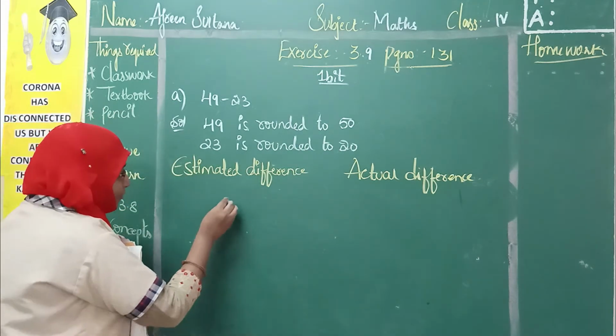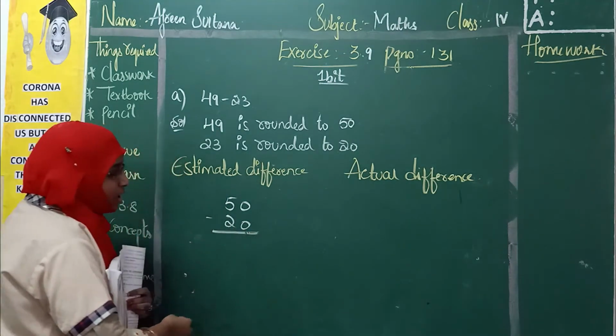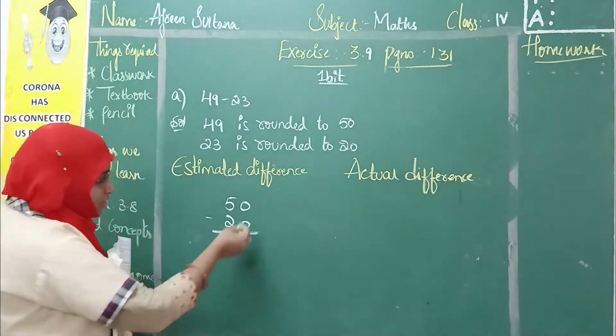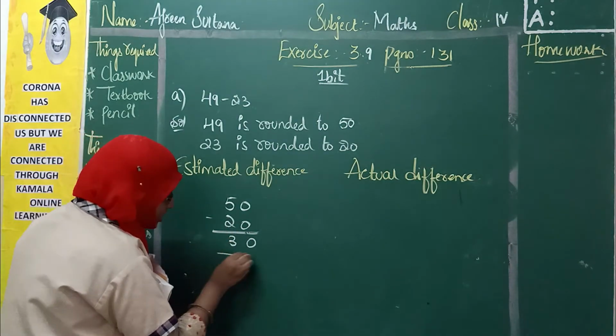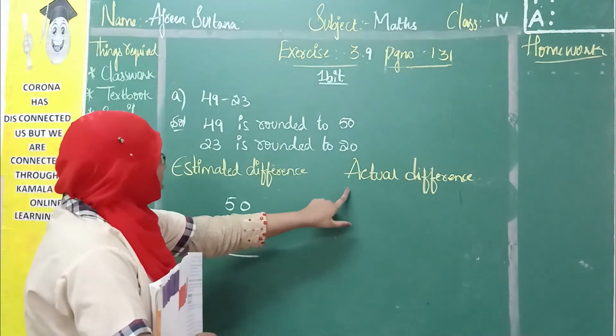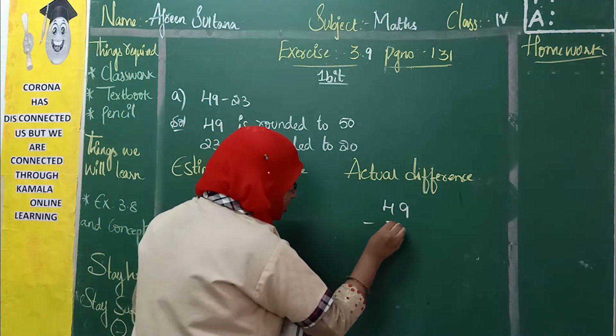Now let us write 50 minus 20. So 0 minus 0, 0. 5 minus 2 is 3. So the answer is 30. Now what are the actual numbers here? 49. So let us do 49 minus 23.